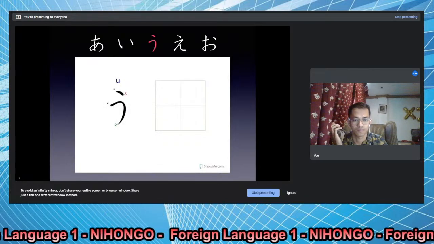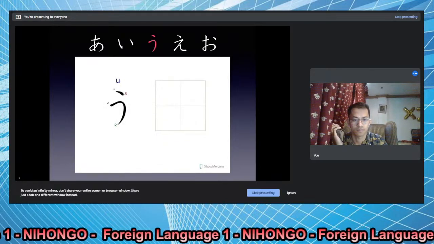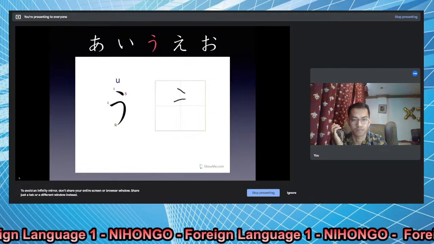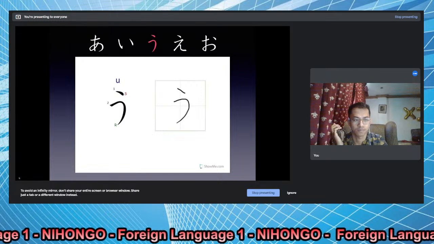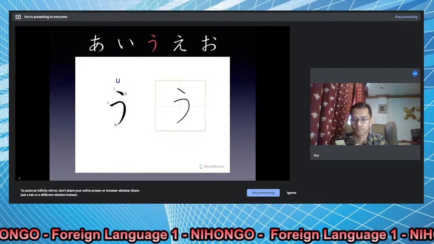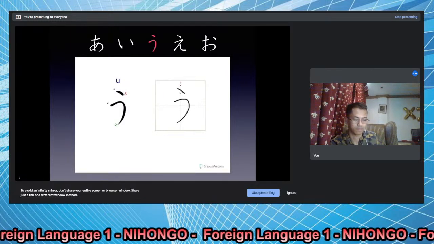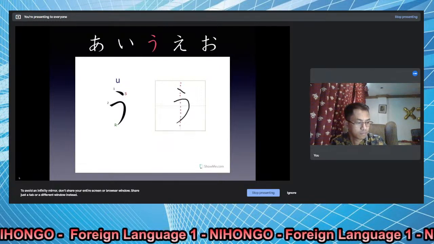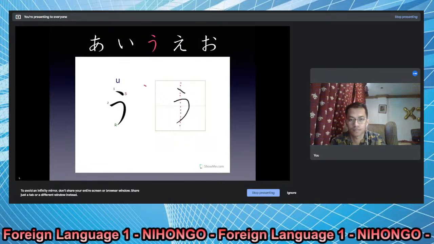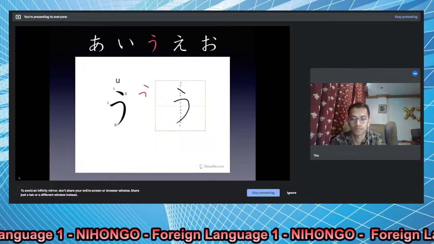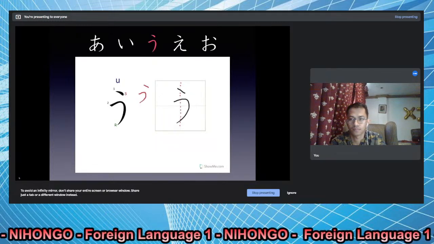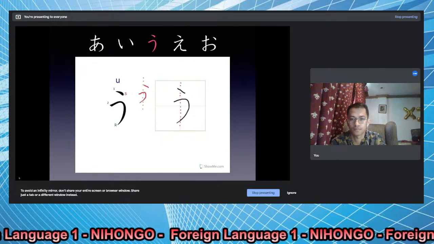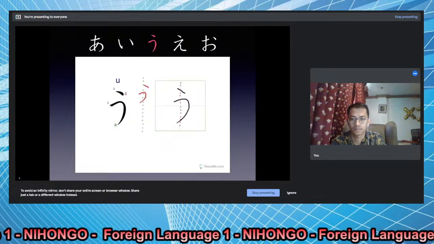The next letter is U. 1 stop, 2 release. Imagine a vertical line like this and keep both strokes centered on the line. What I mean is, be sure not to write your U like this. See, in this particular example, the first stroke is off center, right? It doesn't look right as U.